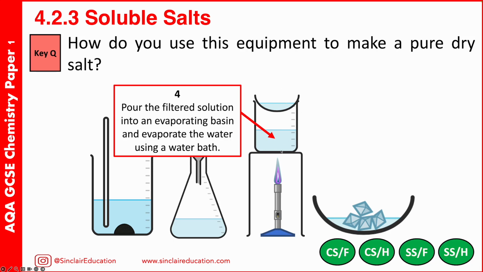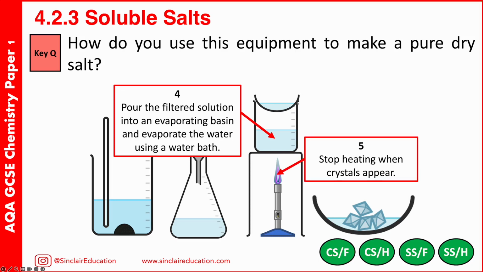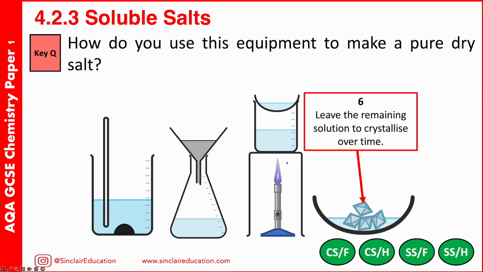So this beaker being heated by a Bunsen burner is acting as a water bath, preventing this from being heated too strongly. As soon as we start to see crystals appear, we stop heating this and turn the Bunsen burner off and allow this to crystallize slowly over time.